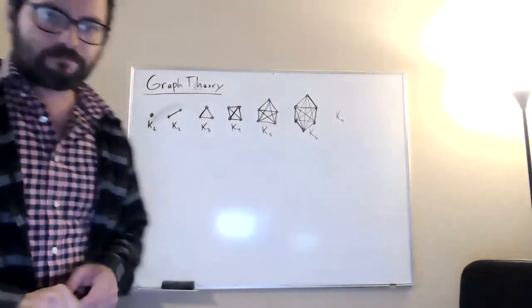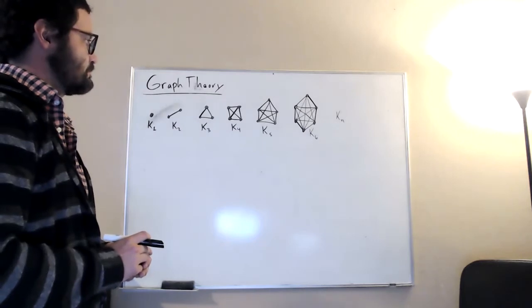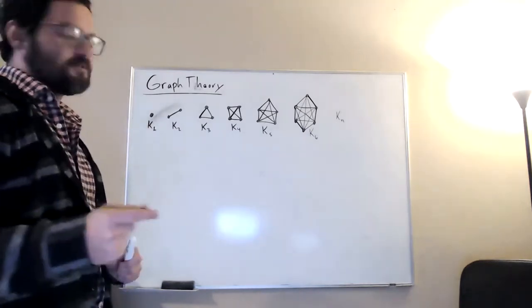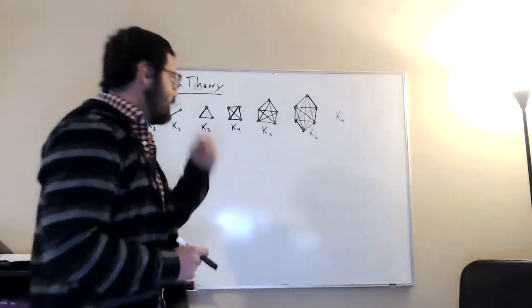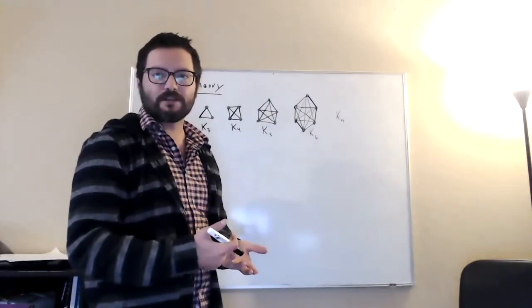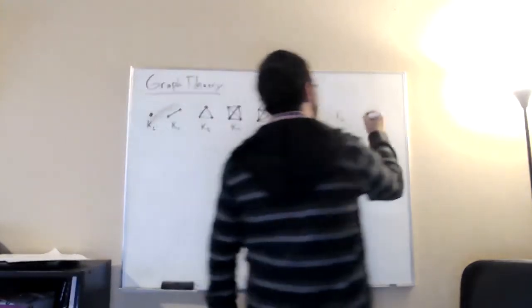Every vertex is connected by an edge to every other vertex. Correct. But you should say vertex when using the singular. Right, vertex. So basically, every vertex in the graph is adjacent to every other vertex in the graph, and these are called complete graphs.